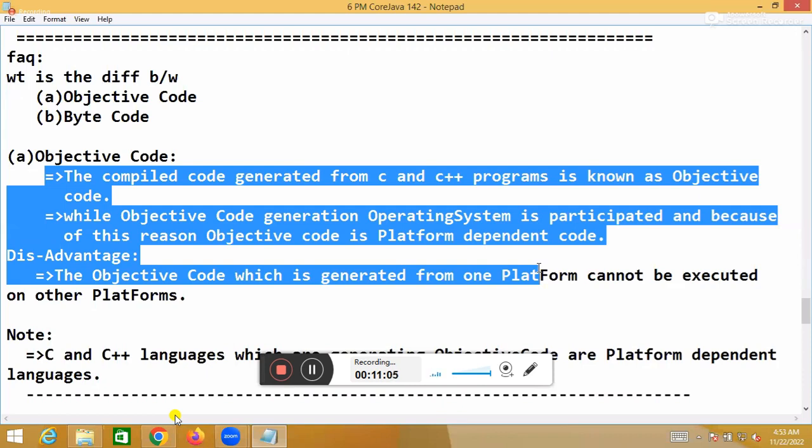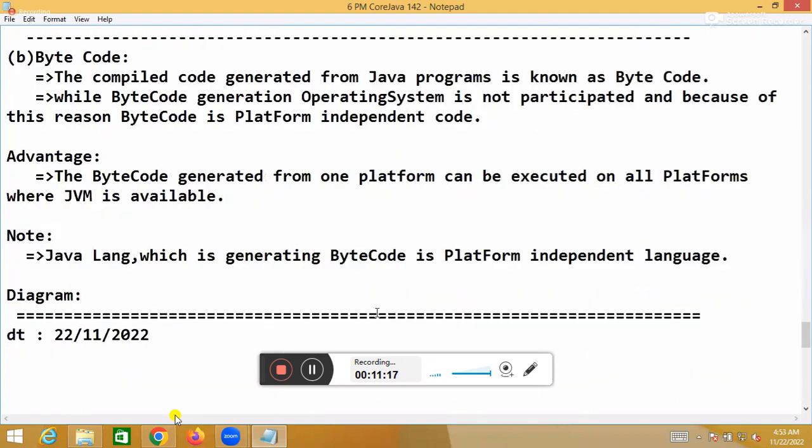To overcome the drawback of objective code, in Java language, we got a bytecode. Your author has introduced bytecode. Sir, what is bytecode now? While bytecode generation, operating system is not participated. When the operating system is not participated, it is platform independent code. What is the advantage now? The bytecode which is generated from one platform can be executed on all platforms.